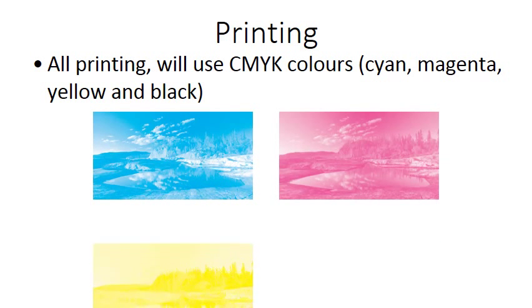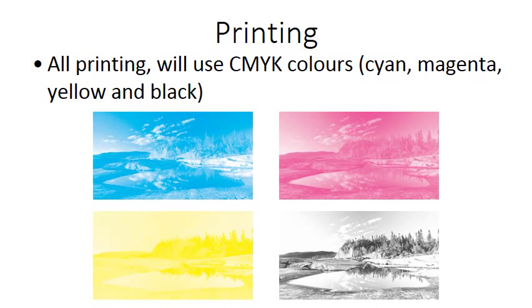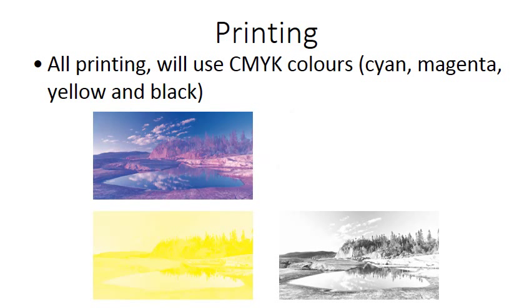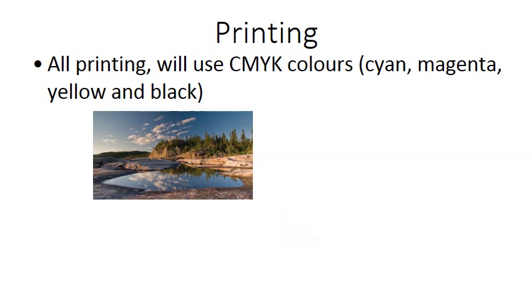So I'll show you an example of this. Here's a photograph that's been separated out into its 4 different layers. It's got cyan, magenta, yellow, and black. If we combine these back together, so there's the cyan and the magenta together, we'll add the yellow, and then we'll add in the black, and there we have a nice beautiful photo that looks normal.